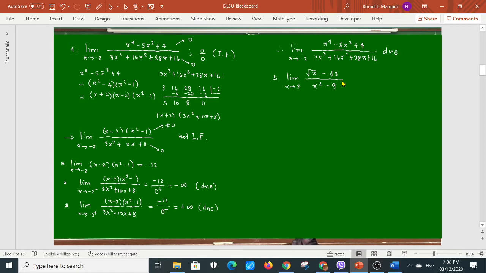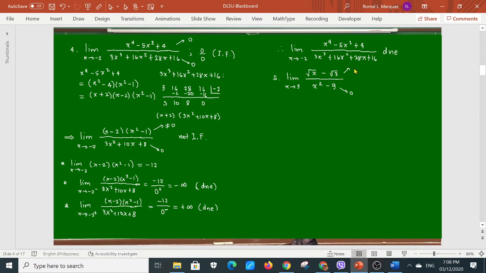Since there is a denominator, you have to be careful again. Let's check the behavior of the denominator. What's the limit of the denominator? This is a polynomial, so we can apply direct substitution: 3 squared minus 9, so that is 0. Let's see the numerator: square root of 3 minus square root of 3.